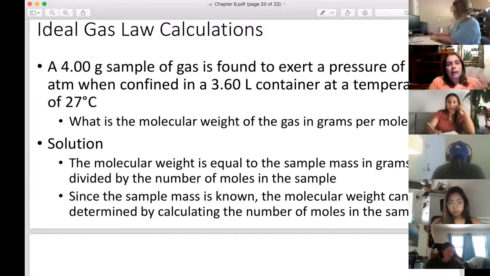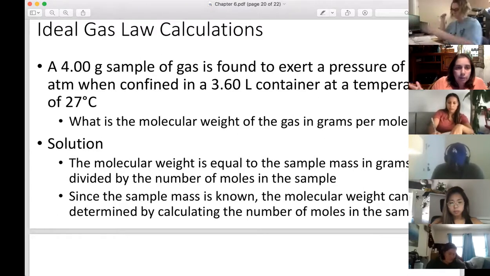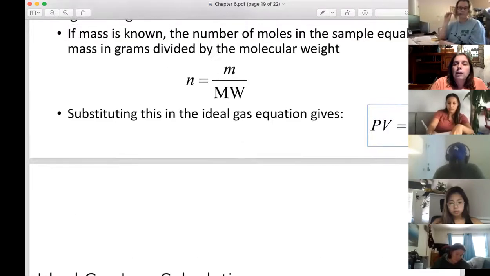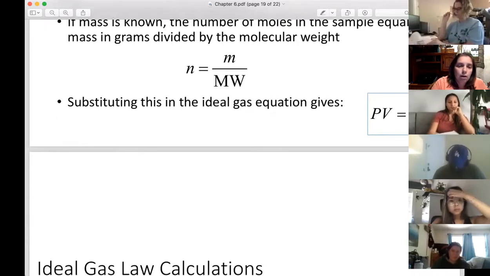Again, this is one of those things where we would apply this. 4 grams of a sample is found to exert a pressure of 1.7 atmospheres when contained in a 3.6 liter container at a temperature of 27 degrees Celsius, which is basically room temperature. What is the molecular weight of the gas in grams per mole? So when we're looking at our units, we're solving for this part right here, grams per mole, m over MW.